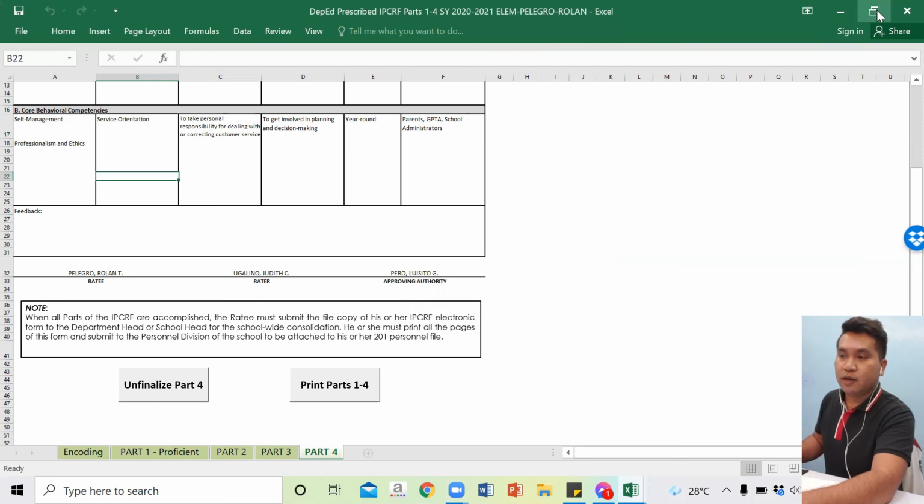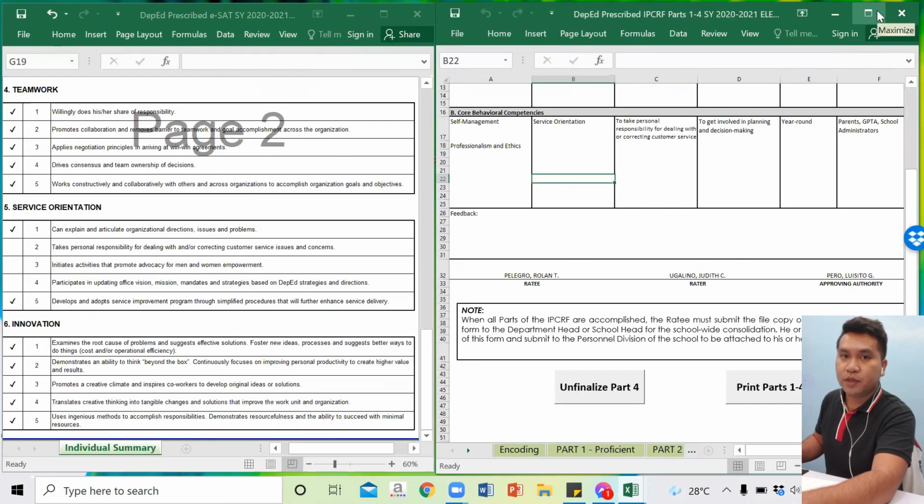I hope that this would be a guide and help so that all the teachers can have the idea on how to do this e-IPCR and ESAT tool, because again, this would be the routine. Every end of the school year, teachers are always required to accomplish this one. So thank you, bye bye.